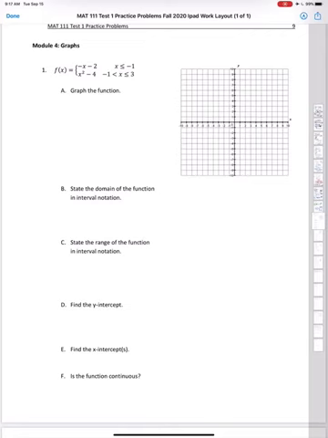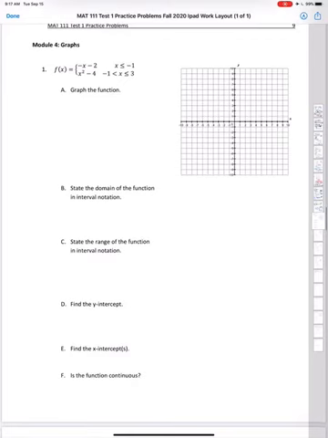Okay, continuing on with our review, we'll look at Module 4, where we talked about analyzing graphs and also piecewise defined functions. And so you see here in problem 1, we've got a function defined by two different pieces. This is a piecewise defined function. We have a linear part. We have negative x minus 2 for all x values less than or equal to negative 1.